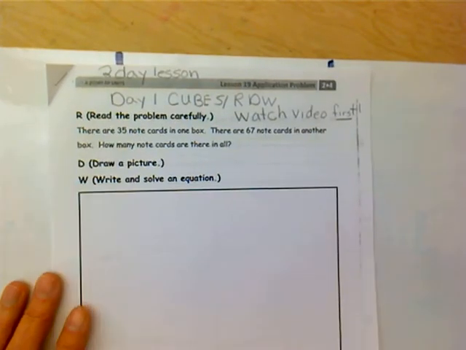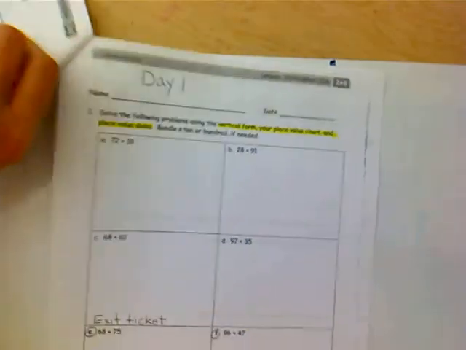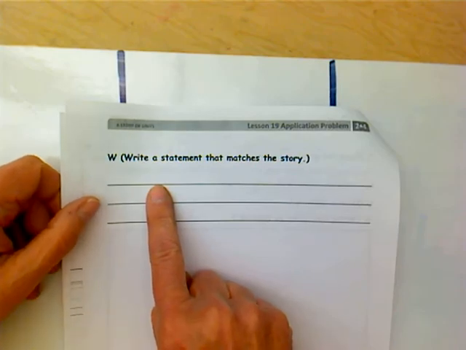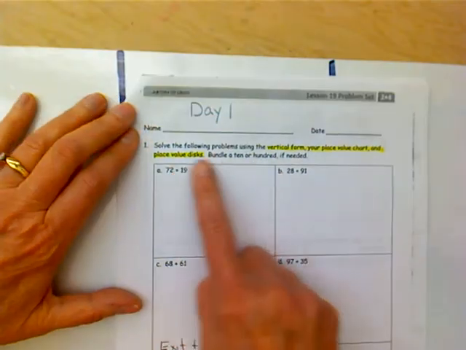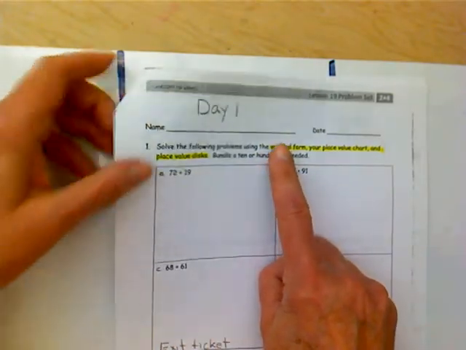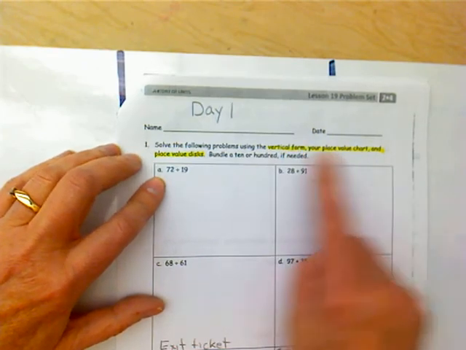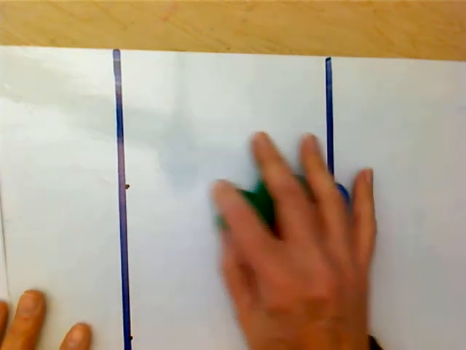So you're going to be watching the video, doing the word problem, then coming over, making sure that you give us a written statement for the right part of your word problem. And then you're going to continue on with day 1. You are going to be using the vertical form as they showed you in the video, along with your place value chart and your place value discs. So make sure that you've got your place value chart and that you have your place value discs ready to go. You will need them for this entire lesson, as I pointed out yesterday.